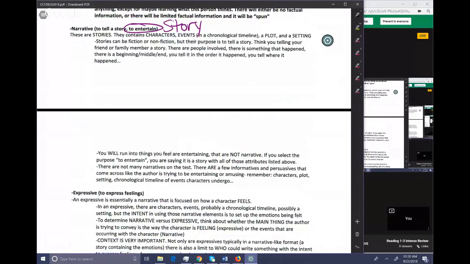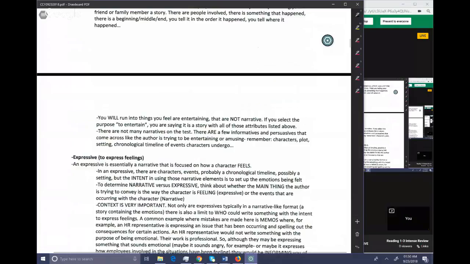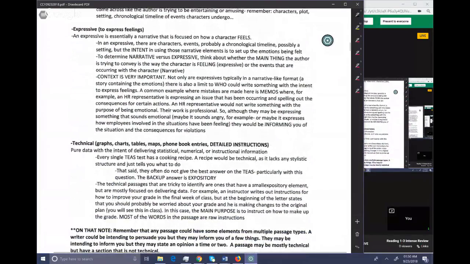You will see by far the most informative and expository, then persuasive, then technical, then narrative, and then expressive. So you will not see a lot of narratives. The average one TEAS test would have one, maybe two narratives at the most. And they are stories. An expressive is to express feelings.